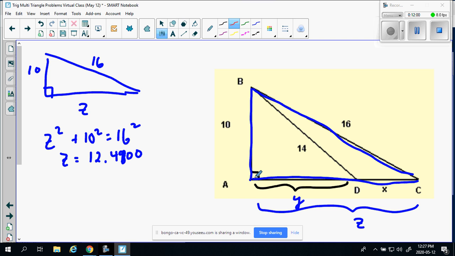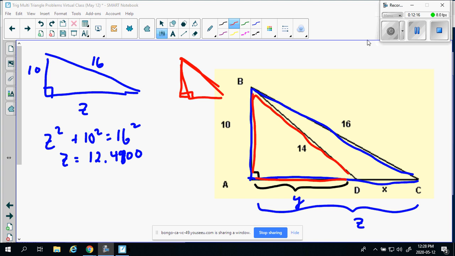So next step, we want to take a look and see that there is another triangle here. And let me warn you, please do draw that triangle separately so that your numbers don't get mixed up. So here is the red triangle. I should do a little bit better. So then this is 14, this is 10, and this is y. So same sort of deal.